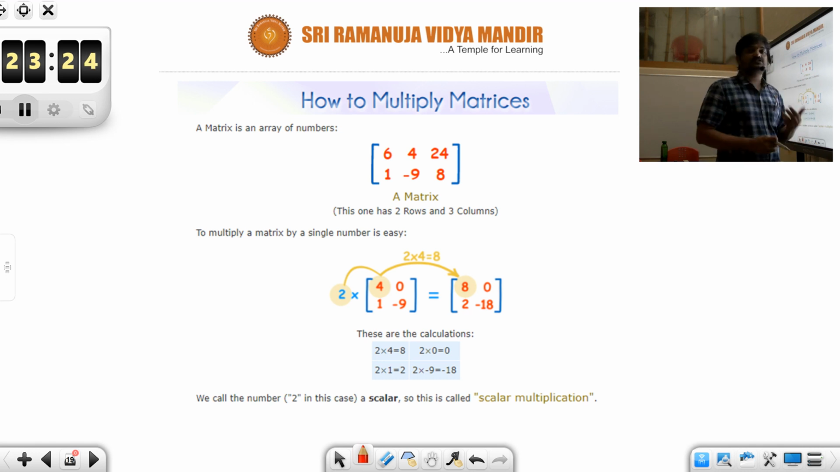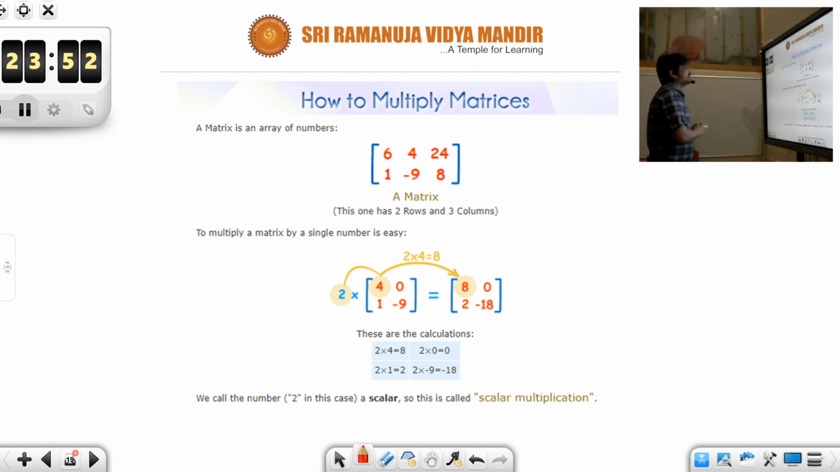Similarly, subtraction of matrices. Can we subtract one matrix from the other? Yes. Is it possible always? No. When is it possible? When the sizes of both the matrices are the same. Okay. Now similarly, multiplication of matrices. Can we multiply two matrices? If so, how do we multiply them? What should be the condition to multiply two matrices? All those things we'll be discussing in a short while.